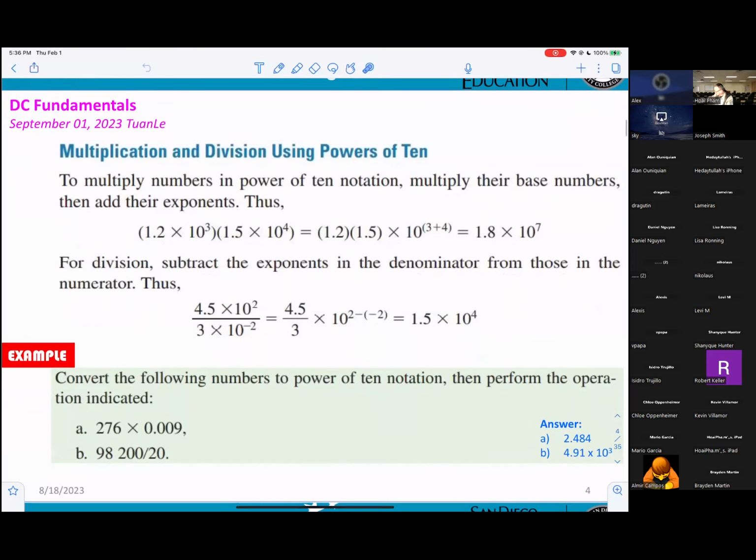And this is just an example for you guys to do. Convert the following numbers to power of 10 notation. You can try. This one I already gave you the answer. Make sure you can get the answer. Otherwise, next time you can ask me. Okay?